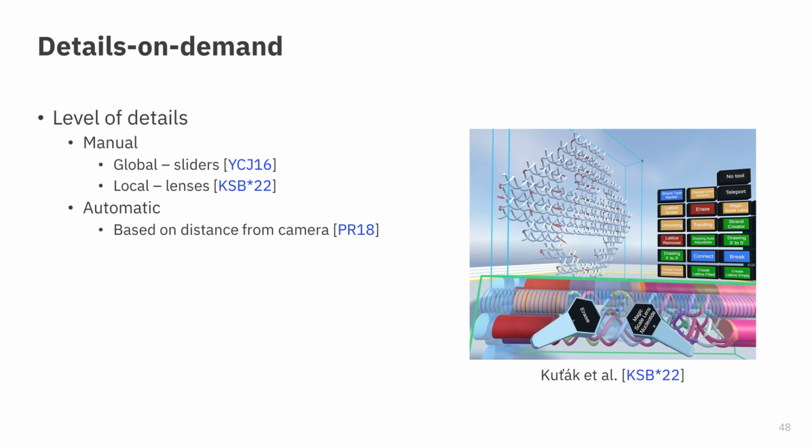The more recent molecular viewers allow changing between multiple molecular representations. Here, we observed two main approaches. Either the control is left to the user, or an appropriate representation is selected automatically. For manual approaches, users may be able to adjust the level of detail either globally or locally via more complex lenses. In automatic approaches, the distance from the camera is often used as the main criterion.